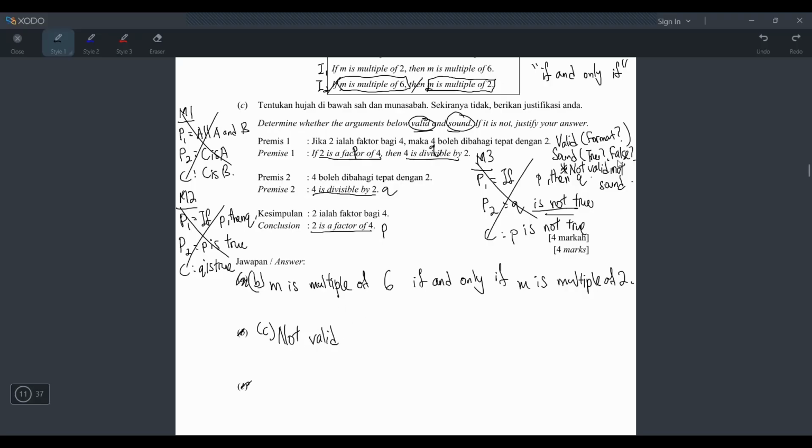So this is not valid. And what I said just now, if it's not valid, it's automatically not sound. Not sound. Don't waste your time going to see whether this one is true, this one is true. No need already. If not valid, confirm not sound.